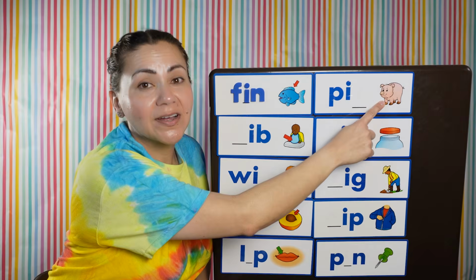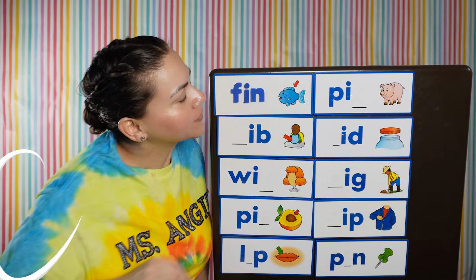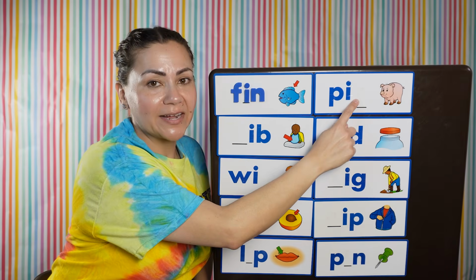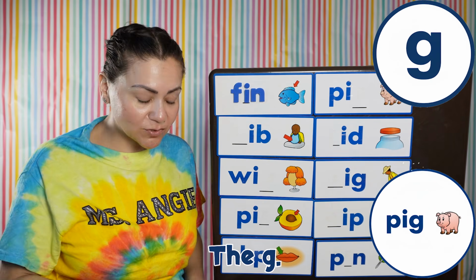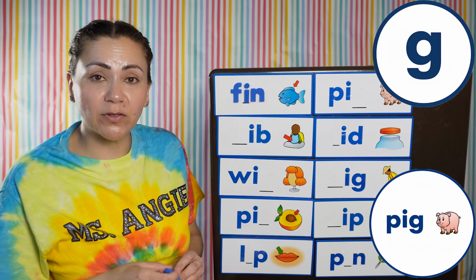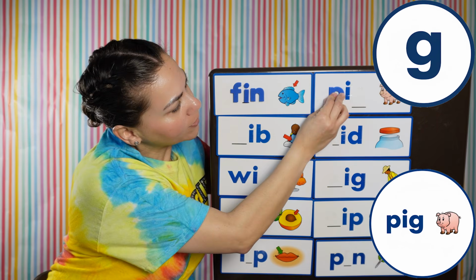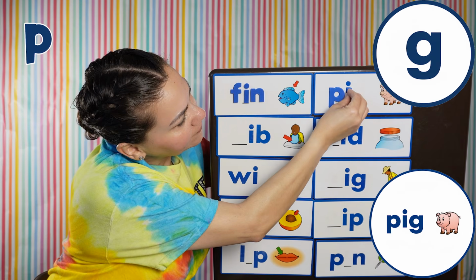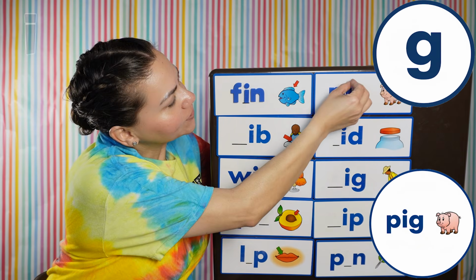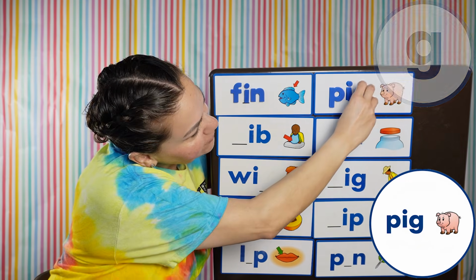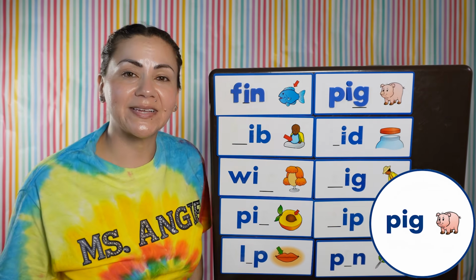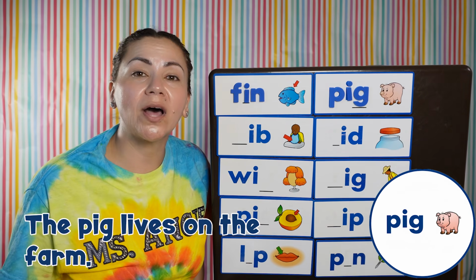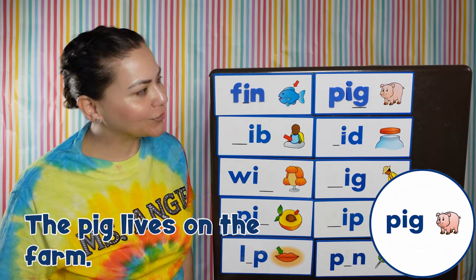Okay, let's go to this one over here. We have a picture of a pig, that's right. But here it's missing a letter. Which letter is missing here on the word pig? The G. That's right, the G. Let's spell the word pig and put our letters on the board. Pig is spelled P-I-G. That spells pig. Now let's make a sentence with the word pig. Can you say, the pig lives on the farm? The pig lives on the farm. Good job.